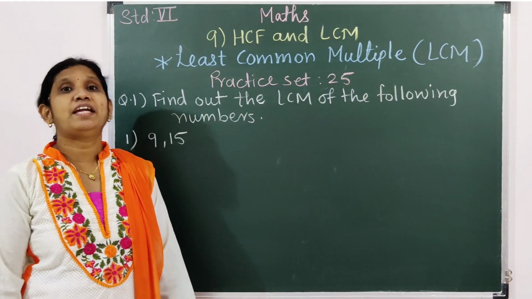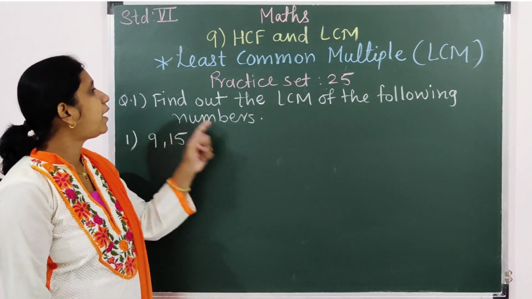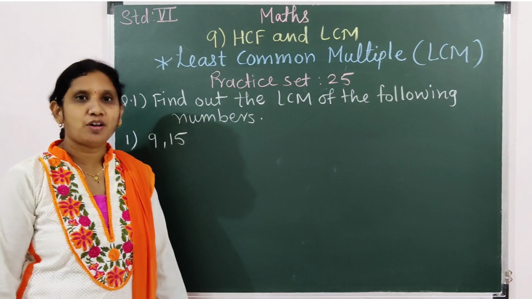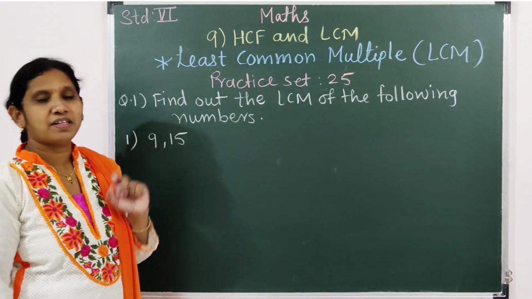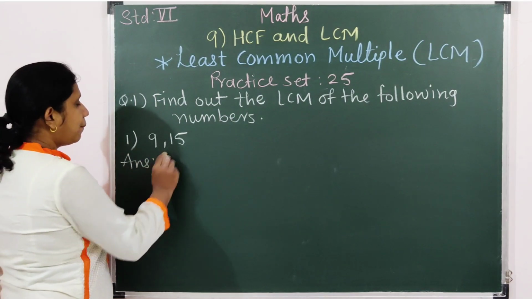Students, let us begin to solve practice set 25. See, the question is given: find out the LCM of the following numbers. First example, numbers given are 9 and 15. Let us start finding the answer.